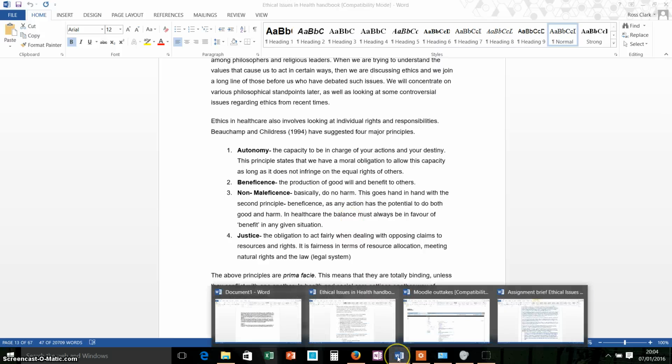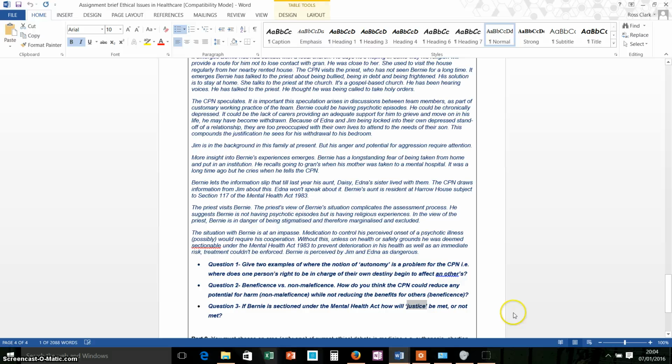So going back to that second question, basically, like before, define what these terms are, and then find, by reading through the case study, an example of how the community psychiatric nurse could reduce the potential for harm while not, or as best he or she can, reducing the benefits for others.